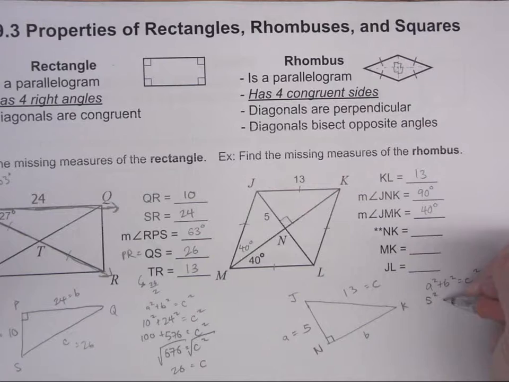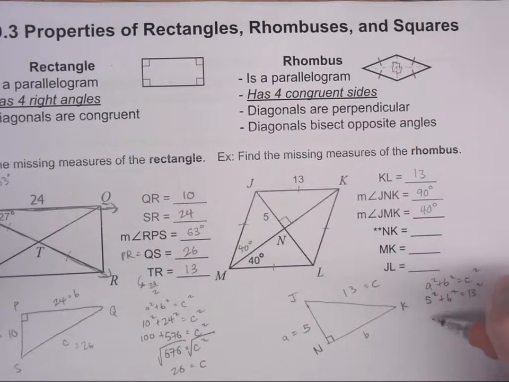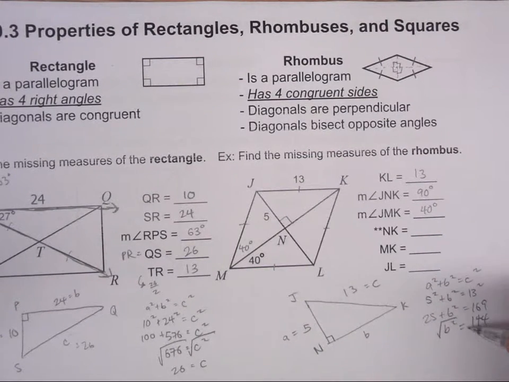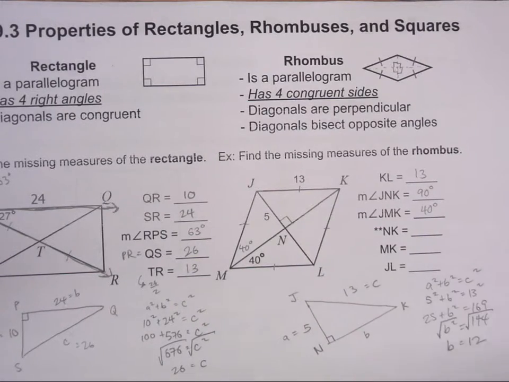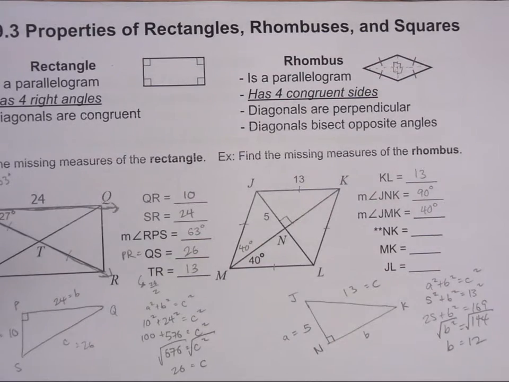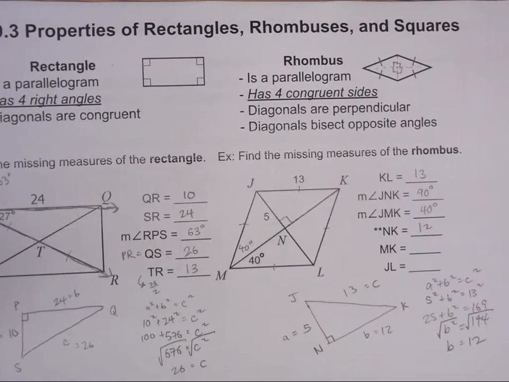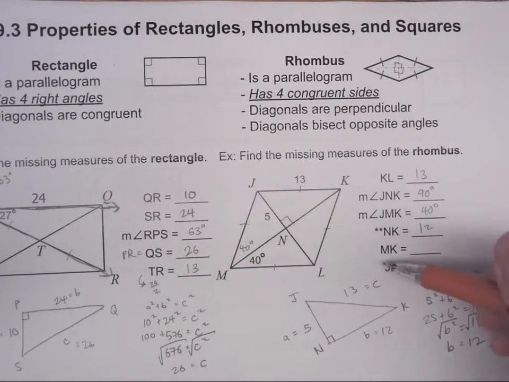A is 5, so 5 squared plus B squared equals C squared. C is 13. So 5 squared is 25, plus B squared, equals 13 squared, which is 169. If I subtract through, B squared equals 169 minus 25, which is 144. Then I can take the square root, so B is 12. That implies that B, or the length of NK in this case, is 12. So this is 12.